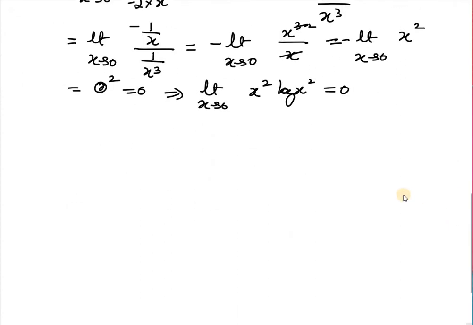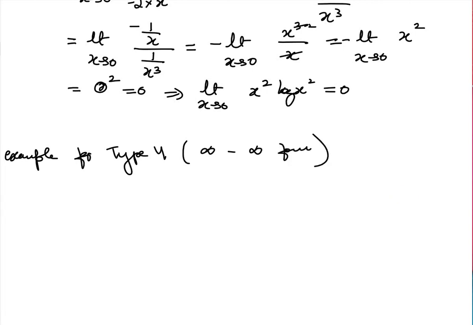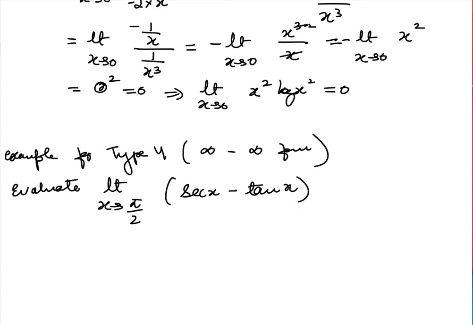Now number 2, the example for type 4. That is infinity minus infinity form. So let us evaluate this limit, x tends to pi by 2, secant x minus tan x.